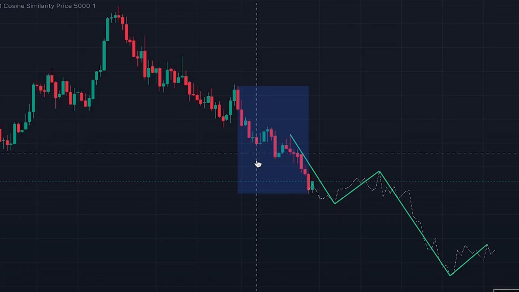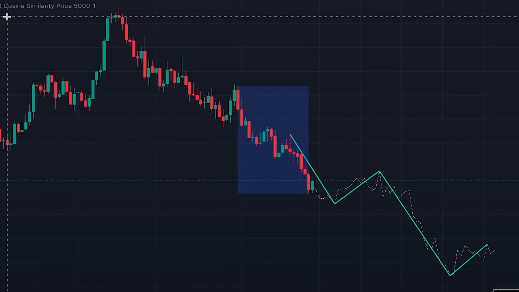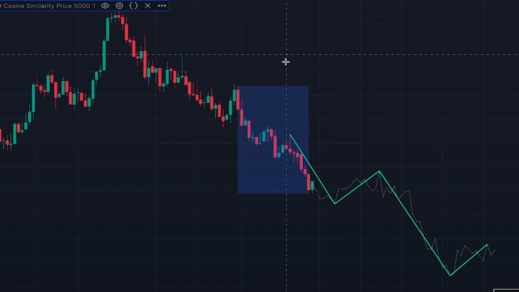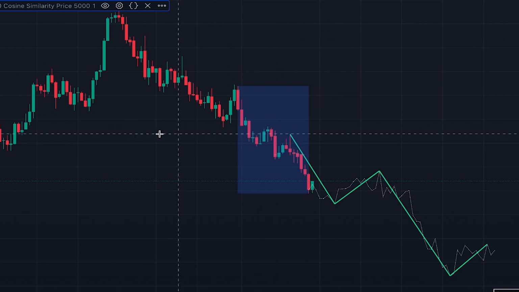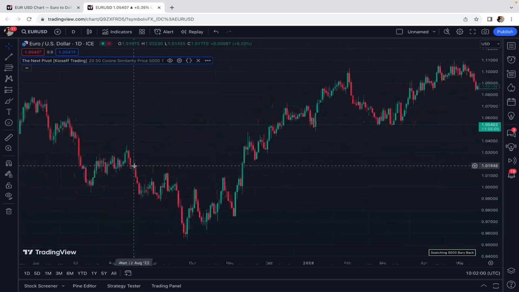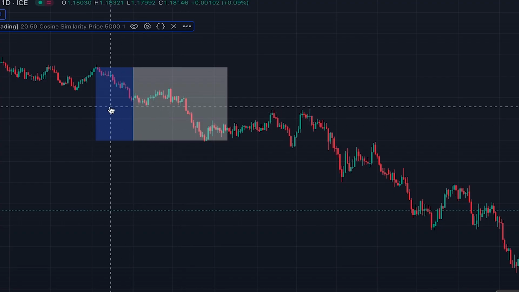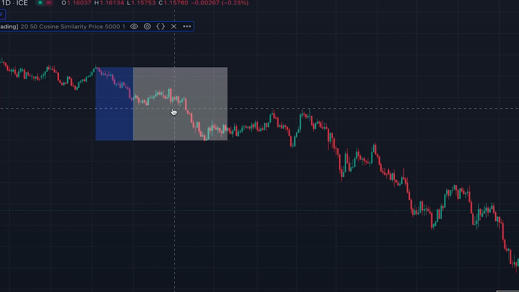As you can see here, we have a blue area which has covered the most recent 20 candles. By default in this indicator, it's set at 20, and it's actually correlation length, which means that this indicator checks the sequence to find correlation or similarity with this part in the past. If I move backward, you can see that here the indicator has marked another sequence. The blue part is similar to the most recent sequence that I just showed you, and then we have this white part that the indicator uses for predicting the future.